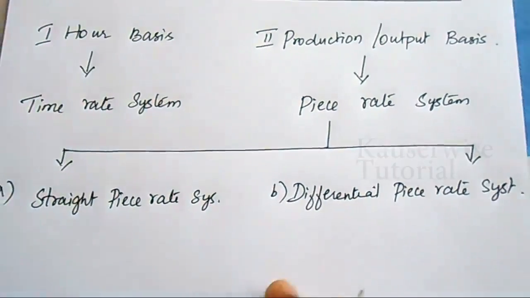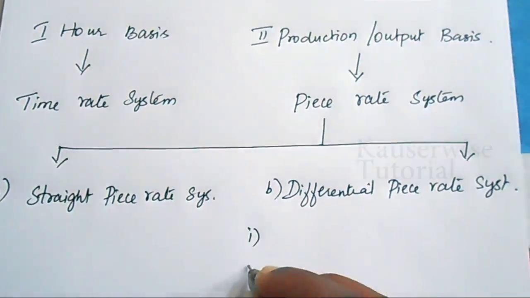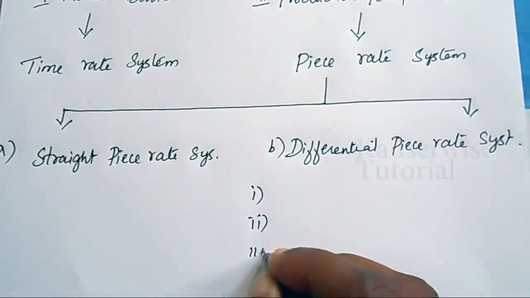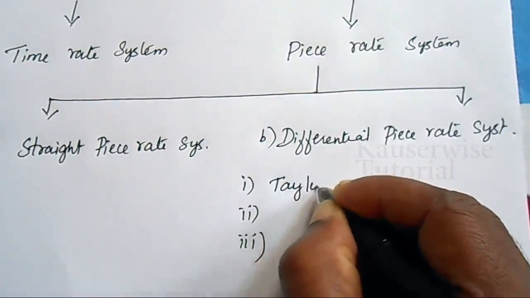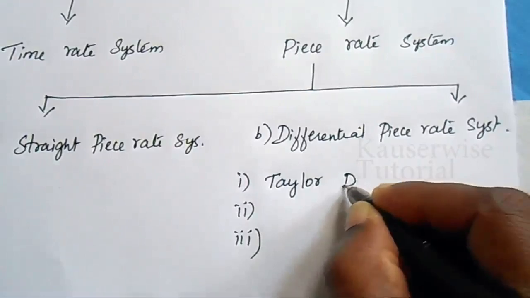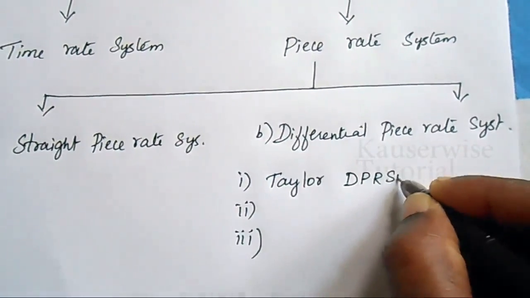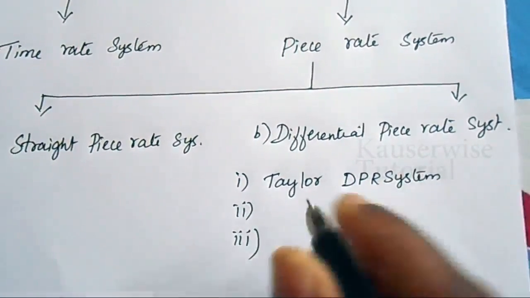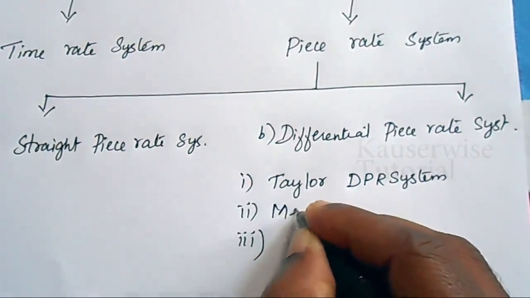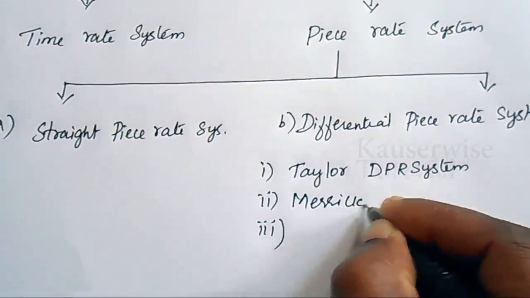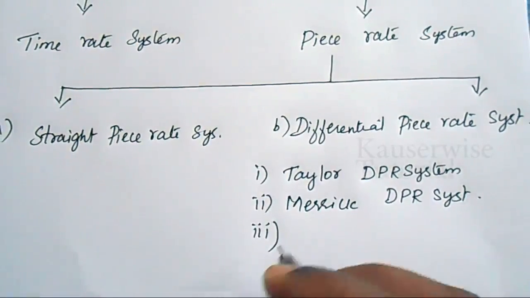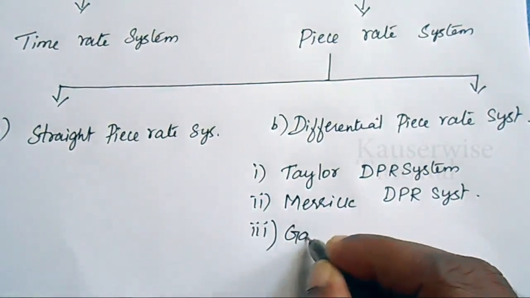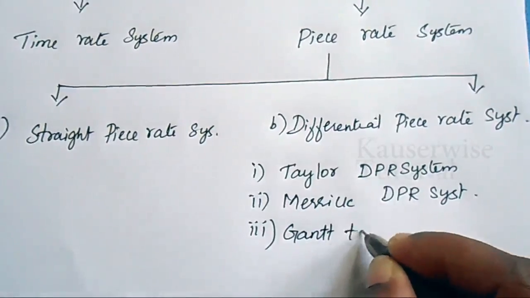In this, again we have three categories. There are three authors who have derived three different formulas for the piece rate system: the Taylor differential piece rate system, the second one the Merrick differential piece rate system, and the third one the Gantt task.